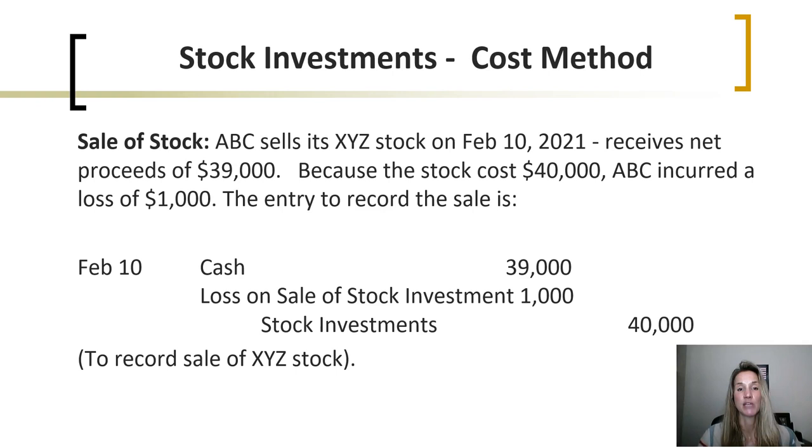When that investment is sold, if ABC sells its investment for $39,000, and the investment had cost $40,000, the company will record a loss because the investment was sold for less than its cost. The February 10th journal entry will be a credit to the investment to decrease it, debit cash for the $39,000 received, and the difference of $1,000 is debited to the loss on the sale of stock.